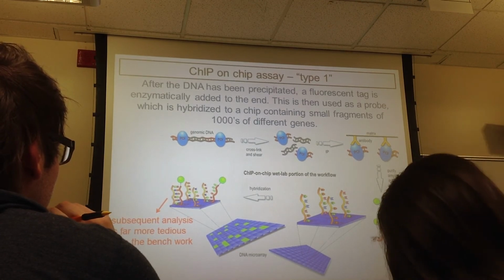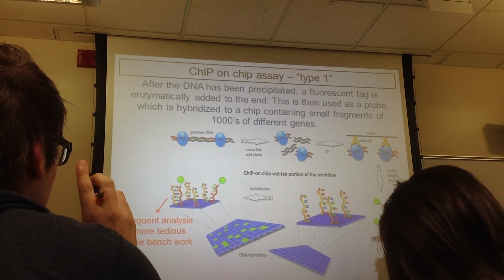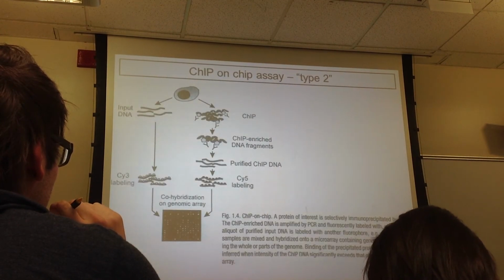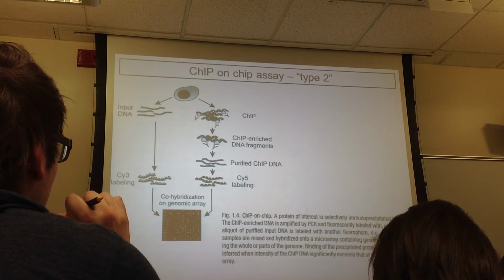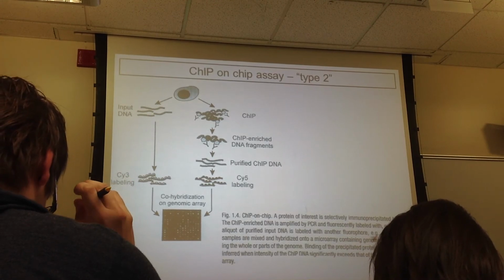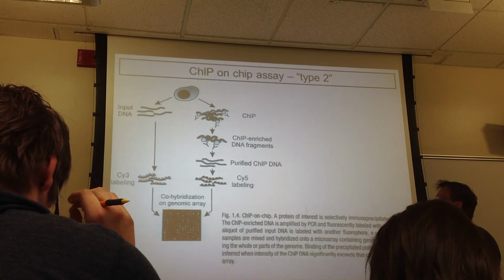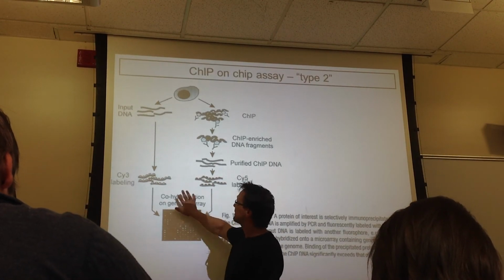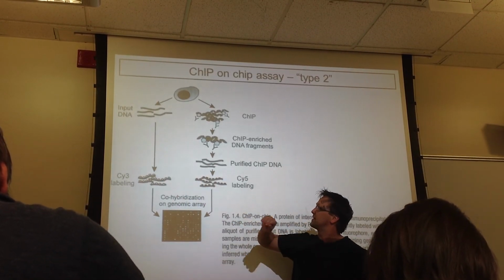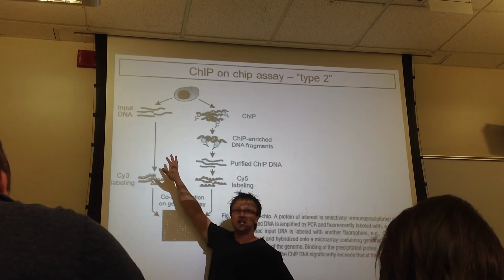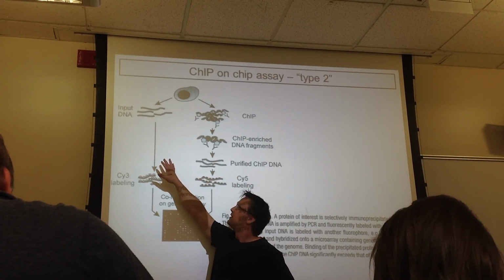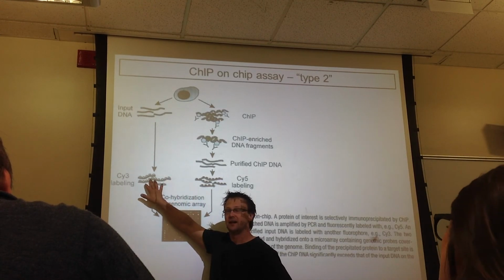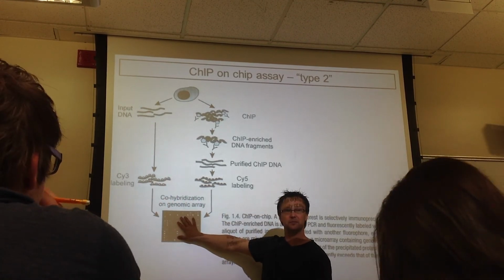So this is one form of chip-on-chip. There's a second that's slightly more precise, but it's more effort. I just call this type 2. They're not really called type 1 and type 2. I just did that to separate these two slides. And you do it, and this is from the bonus materials. It's basically the same thing, except you also take your input DNA from up there, and then you get rid of the proteins and label it and hybridize it also to the chip.